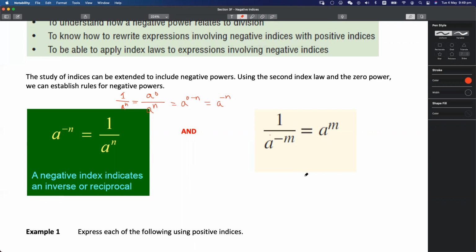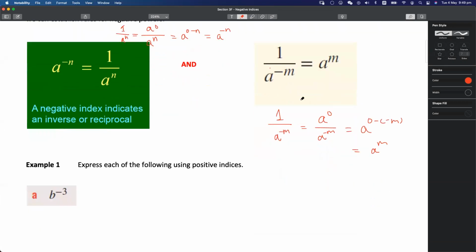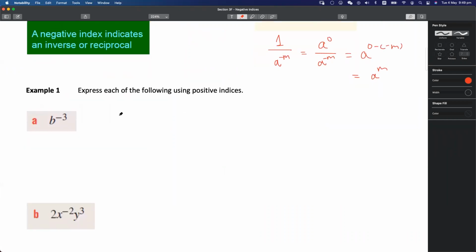So 1 over a to the power of n is equal to a to the power of negative n. Next one, again, we can apply that. 1 over a to the power of negative m is equal to a to the power of 0 over a to the power of negative m. So that's a to the power of 0 minus negative m, so a to the power of m. Okay, so it's not a new thing. It's just applying index law.